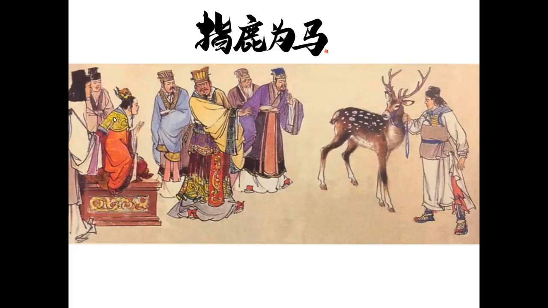So one day, in front of the emperor, Zhao Gao brought a deer and said to the emperor that he's giving the emperor a very nice horse as a present, and the emperor was very surprised, and he thought Zhao Gao must be crazy or something. Then Zhao Gao said, "This is indeed a horse. If you don't believe me, can you ask the other generals and ministers?"